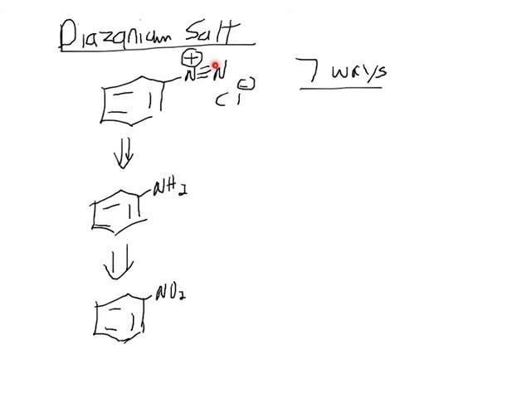So let's go back. This is working backwards. What reagents would I use to take an NO2 group and reduce it to NH2? H2, palladium on carbon. And to turn NH2 into N2 plus, I use NaNO2, and then there are the 7 different ways to substitute it off.